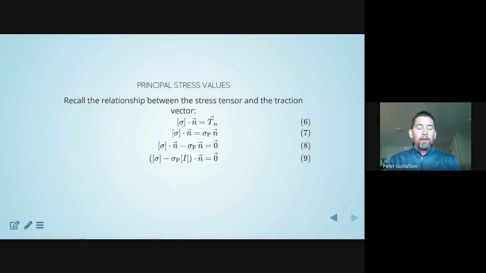And looking one step further, we can see that that sigma p needs to be multiplied by an identity matrix in order to collect the terms. So sigma, the 3 by 3 matrix, the tensor, minus sigma p times I, the identity matrix, 3 by 3, dot n is equal to 0. Okay, now, so I've set the problem up. I wonder if anybody recognizes this problem. Is this a problem that you've ever seen before?